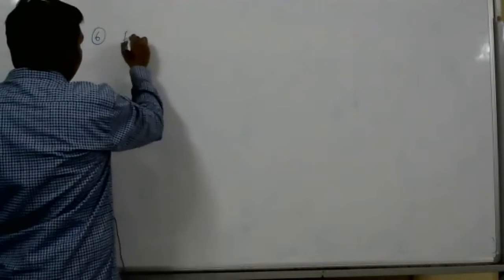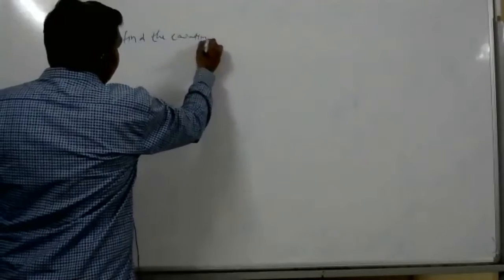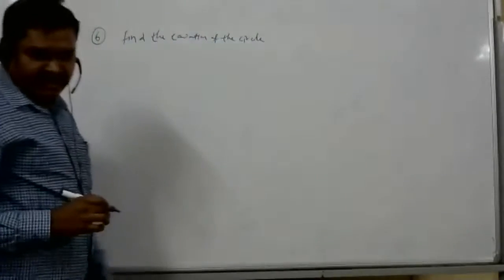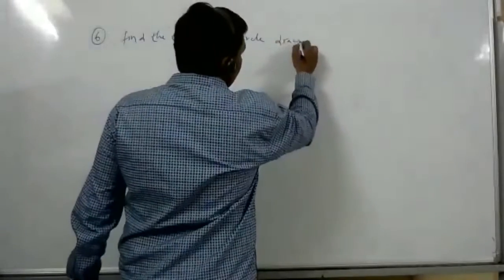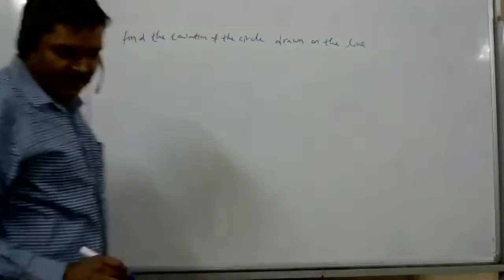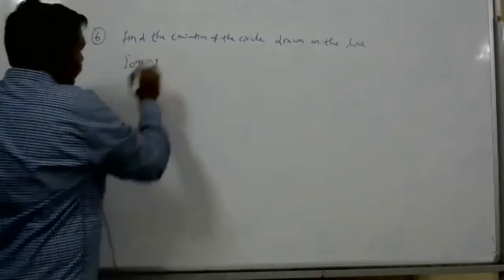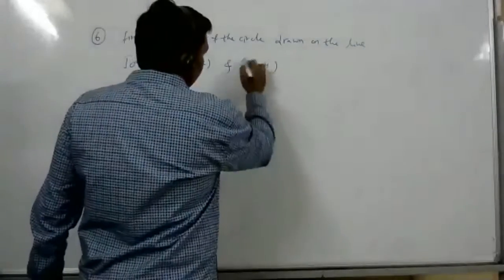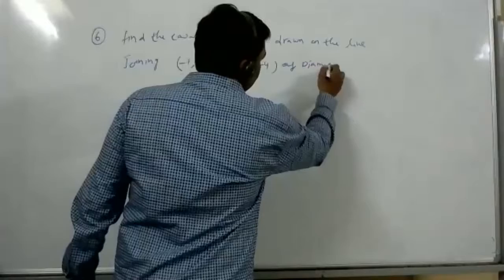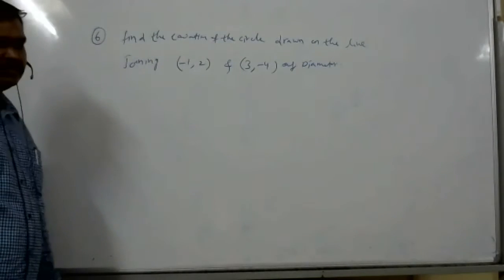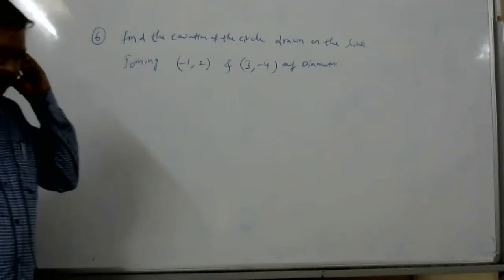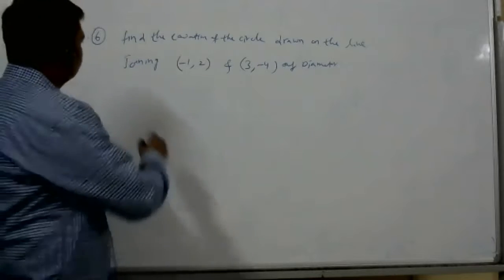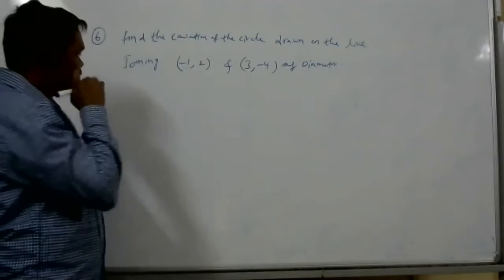Next problem. Find the equation of the circle drawn on the line joining minus 1 comma 2 and 3 comma minus 4 as diameter. Now the required equation.